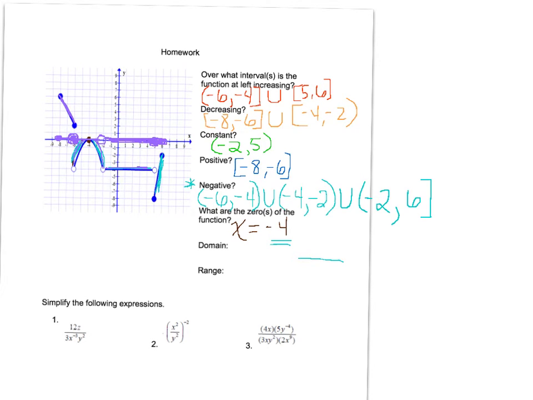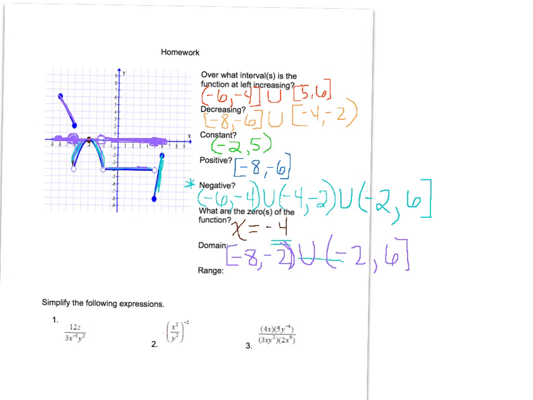So I really have two intervals for domain that I can write. It's going to start at -8 with a closed dot and a bracket, go all the way to -2 with a parentheses because that's an open dot. I'm going to use the union symbol, and then I'm going to go from -2 all the way up to +6 with a bracket because I have a closed dot. From there, I'm going to pick up my range. I'll use black for range.